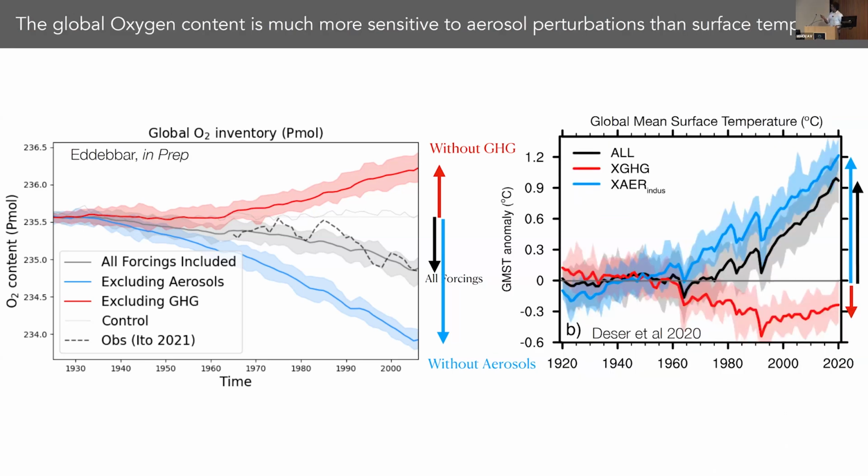This was really surprising to me, that aerosols can have such a big impact on the long-term oxygen content, because when we look at the aerosol effects on pretty much all other tracers, they're fairly small or modest. For global mean surface temperature, without aerosols we don't get that much more warming, whereas without aerosols we get almost a doubling of ocean deoxygenation. So this suggests that oxygen is really sensitive to these radiative perturbations, and part of that is the dynamical response, not just the solubility effect.